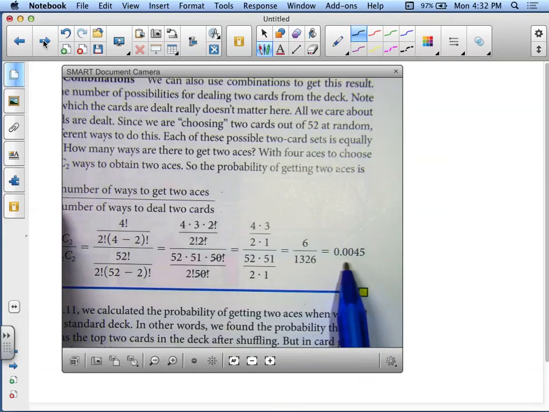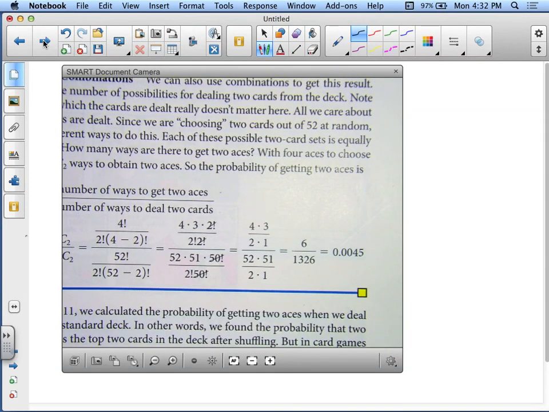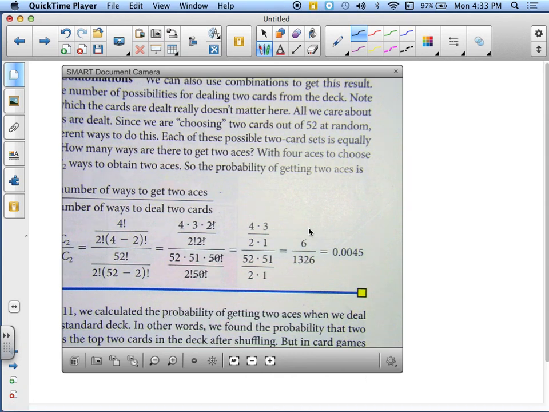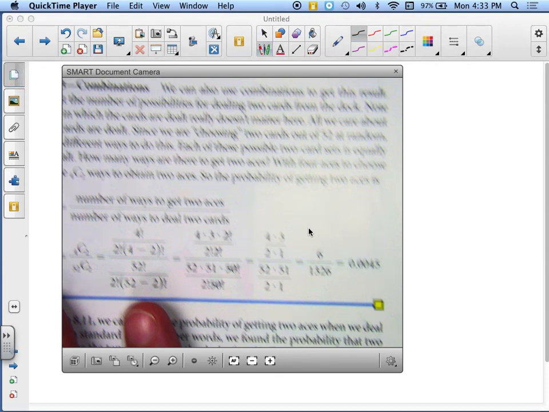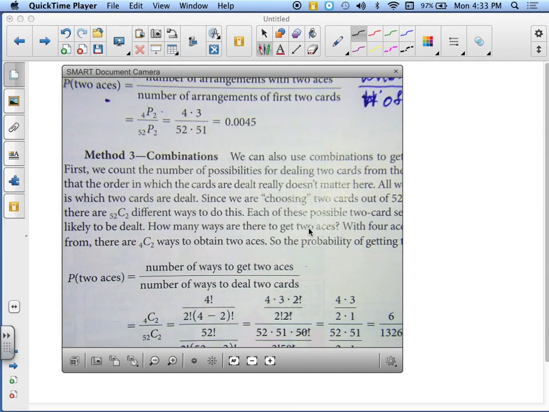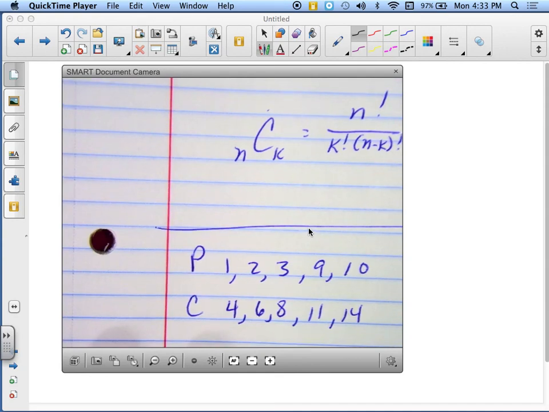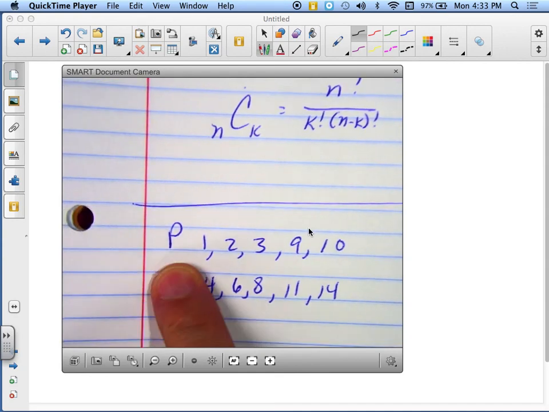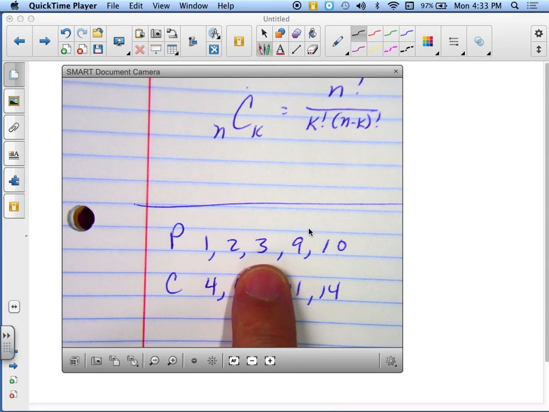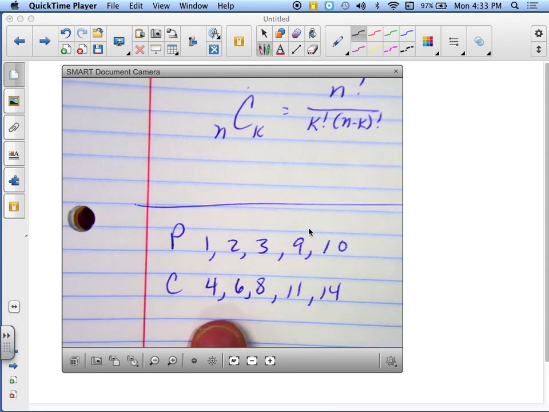Now, I want you to try and practice these problems that I've given you for the day, and we'll discuss them when you come to class tomorrow. By the way, those problems happen to be, let me show them to you. Remember, permutations are problems 1, 2, 3, 9, and 10. The combinations are 4, 6, 8, 11, and 14. But I want you to do both sides of the worksheet.